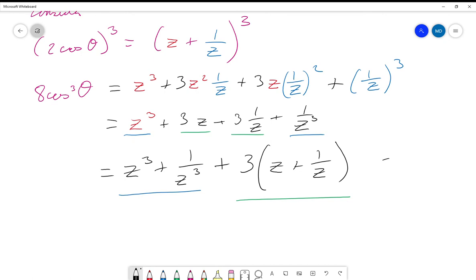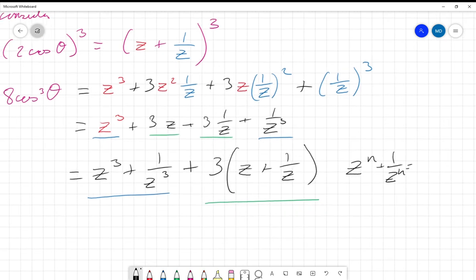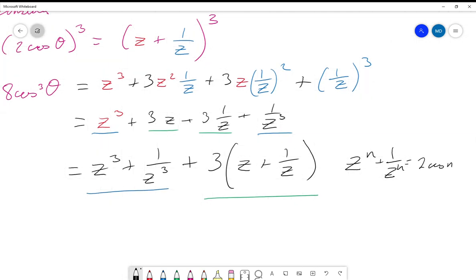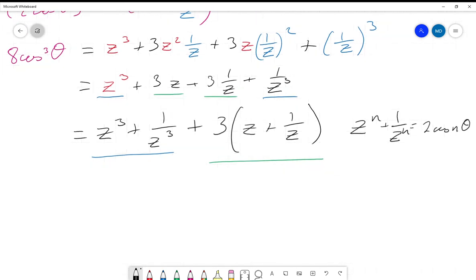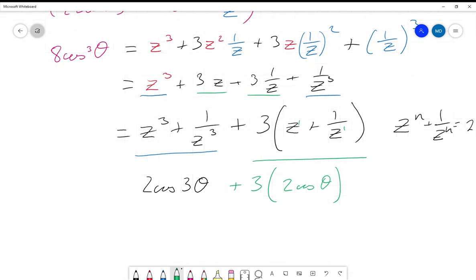We wrote earlier that z to the n plus 1 over z to the n was equal to 2 cosine n theta. So I can substitute that in. In the first one, for the blue one, our n is 3, so we get 2 cosine 3 theta. And for the green one, we get 3 lots of just 2 cosine theta, because our n is 1 there. This is obviously to the power of 1. And so we get 8 cosine cubed theta is equal to 2 cosine 3 theta plus 3 lots of 2 cosine theta.